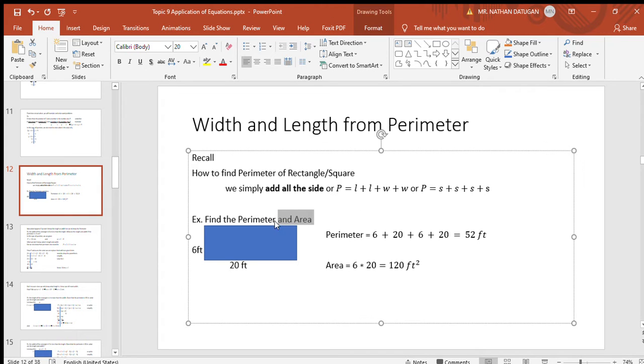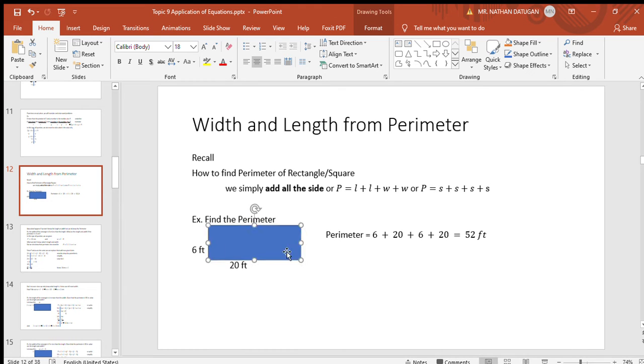Let's have an example. Let's make it easier. Let's not find the area since we only need the perimeter. Find the perimeter of this rectangle that is 6 feet by 20 feet. The perimeter is basically 6 plus 20, and then what's the other side? 6 again, since it's a rectangle, the opposite sides have to match. 20 plus 6 plus 20 plus 6 is 52. Since we're talking about a measurement, we have to indicate what kind of measurement. In this case, it's going to be 52 feet.